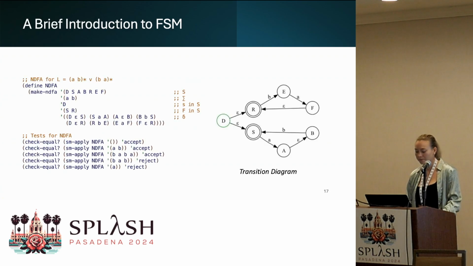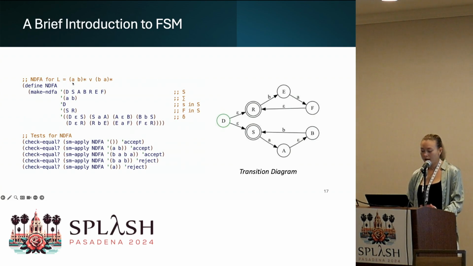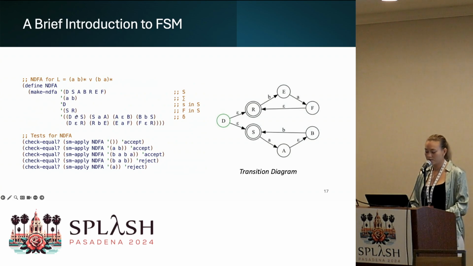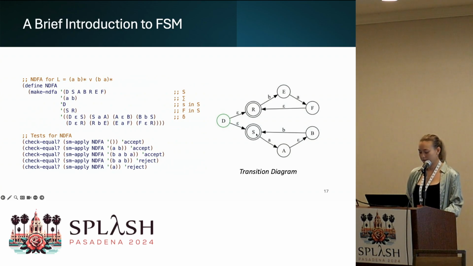Now, for example, let's say that the student wanted to implement an NDFA for the language AB star or BA star. They would use the constructor make-ndfa and give it the inputs: list of states, alphabet, a start state. In a transition diagram in FSM, that's denoted as a green circle. A list of final states. In FSM, these are double circles. And a transition relation. Each transition for an NDFA consists of 3 parts: the source state, the read element, and the destination state. Epsilon denotes empty. For example, an empty transition is the solid arrow.